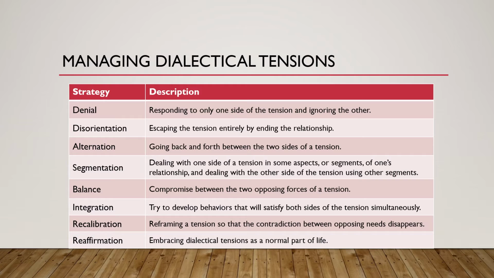That would be denial. Disorientation involves escaping the tension entirely, maybe by ending the relationship. So if maybe you're in a romantic relationship and the person is too clingy, they expect too much of your time. If you're in the early stages of that relationship, you might just be like, nope, too clingy, I'm gonna end this relationship. So thinking about disorientation, escaping the tension entirely, and by ending the relationship.